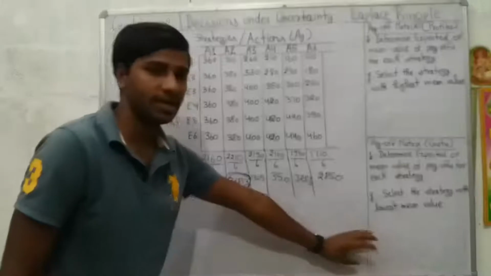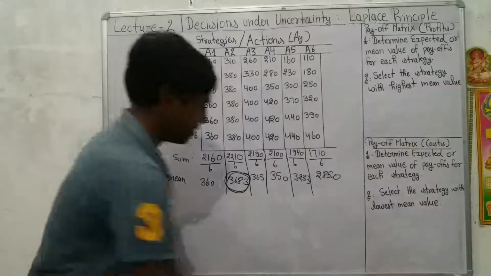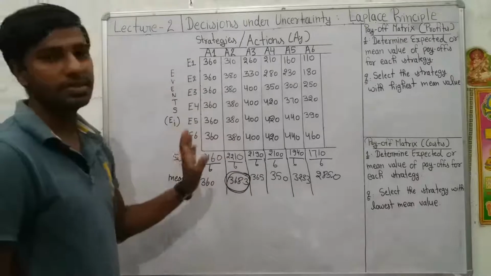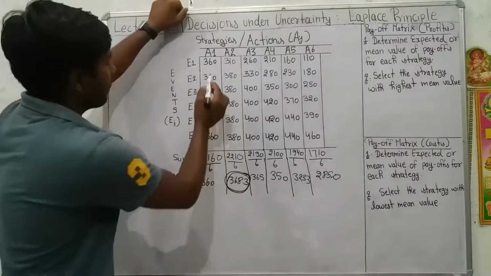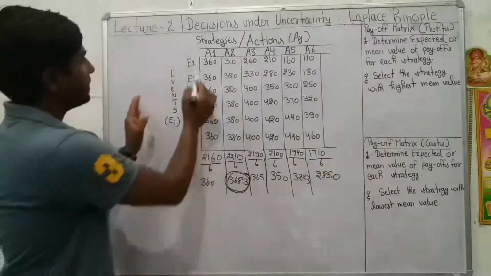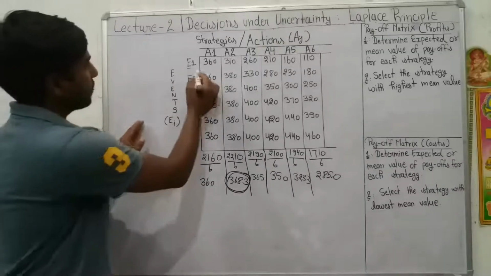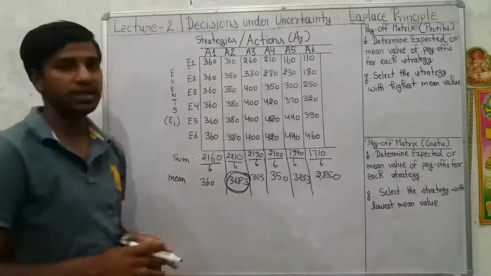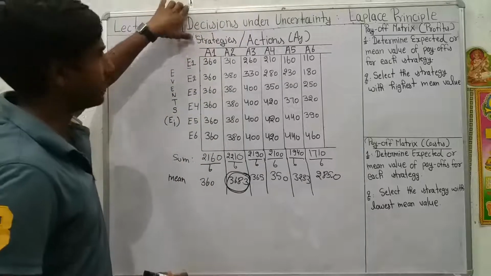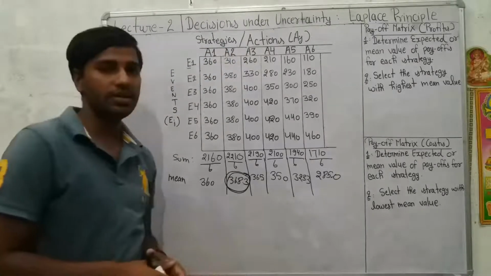Now we would discuss another case in which the payoff matrix represents the costs. Suppose with the same illustration that these values are not profits but costs. So the cost of the first combination E1 A1 is equal to 360. The cost of combination E1 A2 is 310. If the company takes action A3 and event 1 happens, then what would be the cost? It is 260. So we are moving ahead with the same illustration.